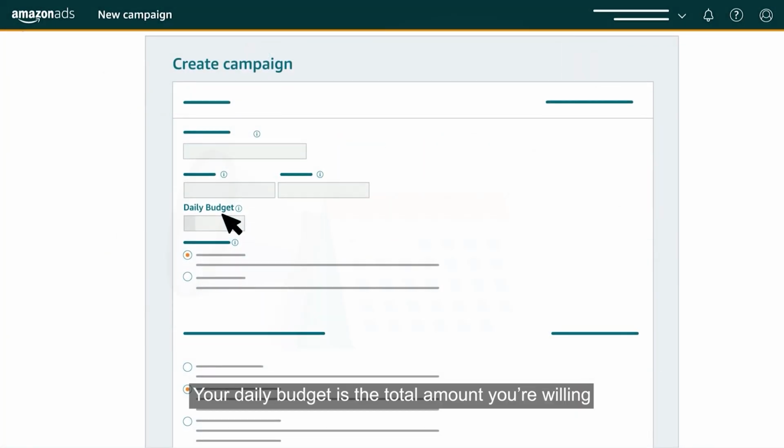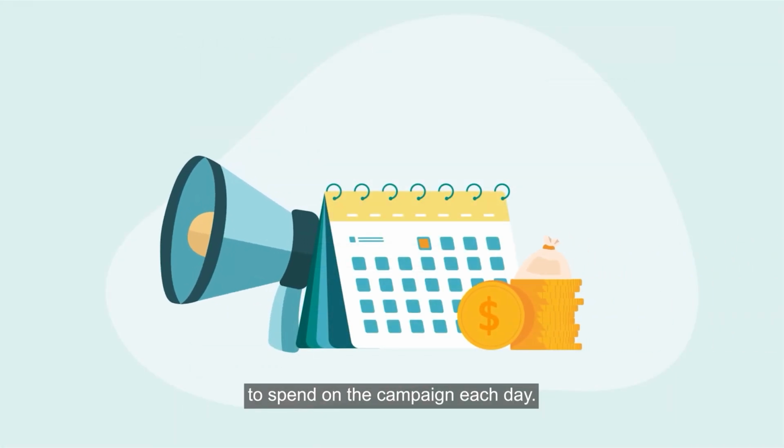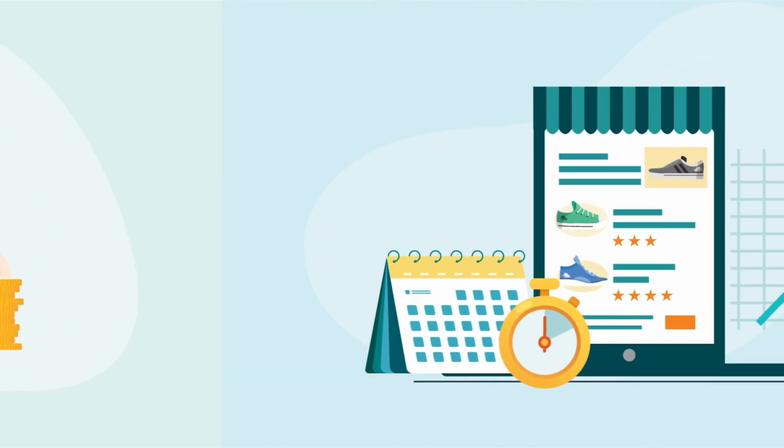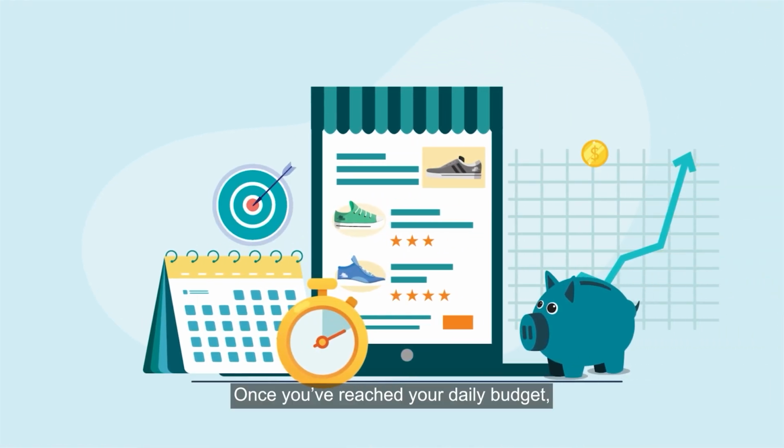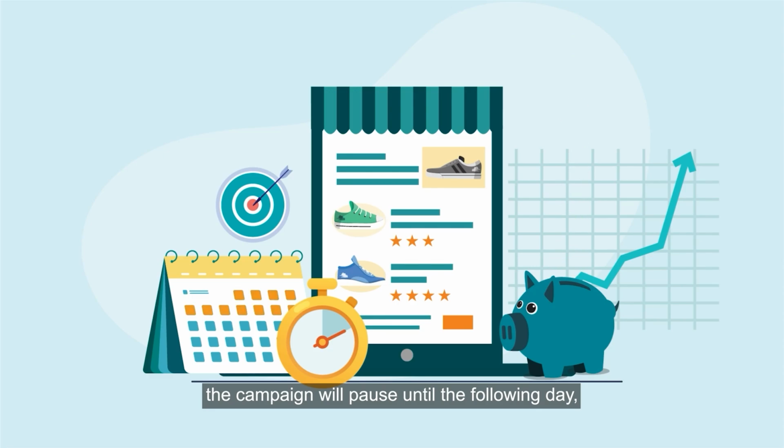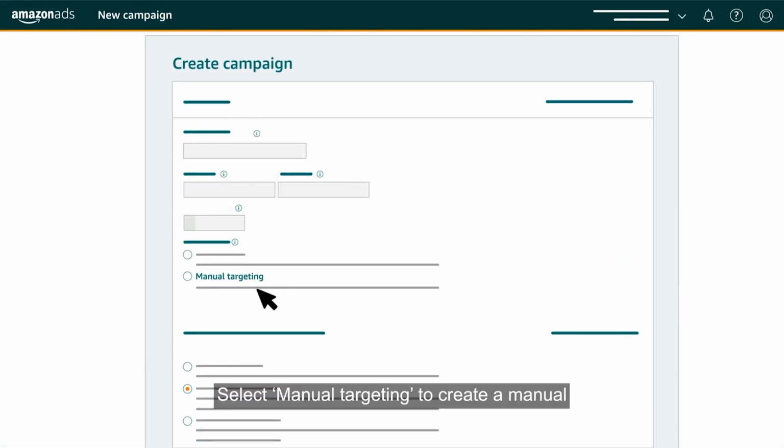Your daily budget is the total amount you're willing to spend on the campaign each day. Once you've reached your daily budget, the campaign will pause until the following day when your daily budget resets. Select Manual Targeting to create a manual sponsored products campaign.